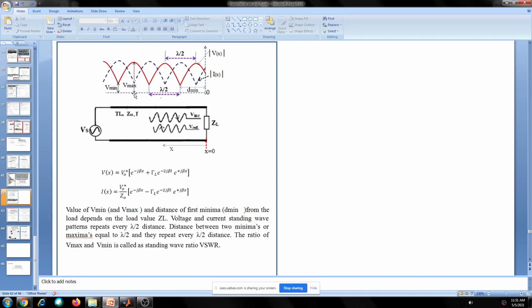This voltage is called V minima, and this is called V maxima. Now, can you see the PPT? Can you see the PPT now? Hello?